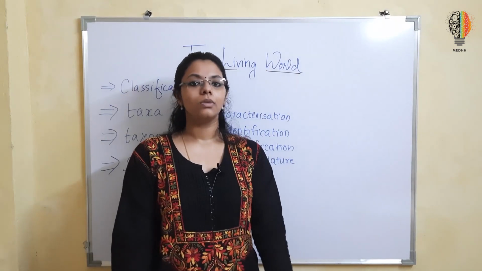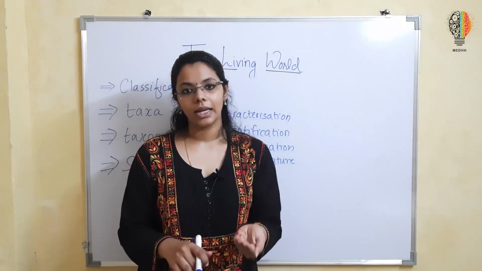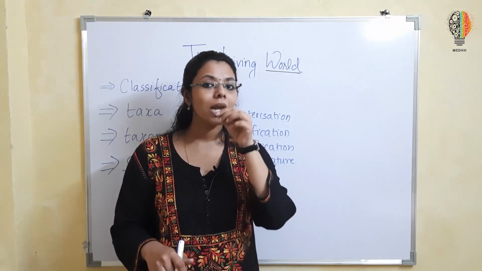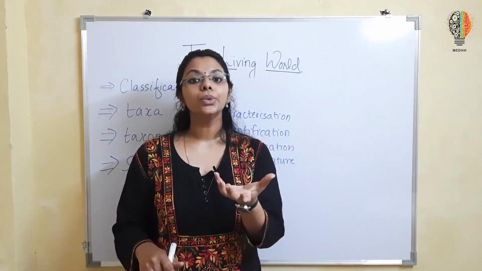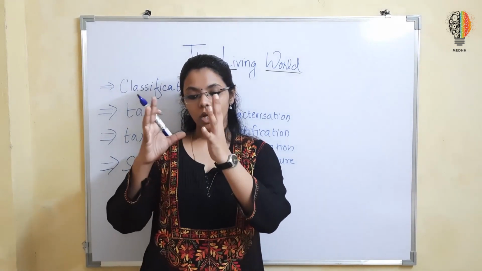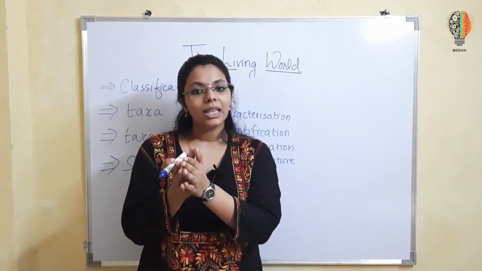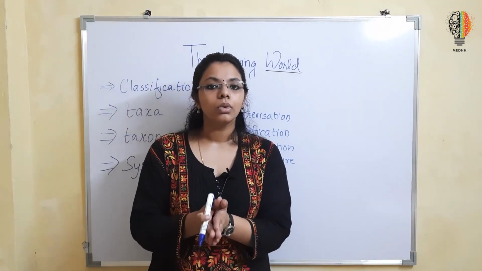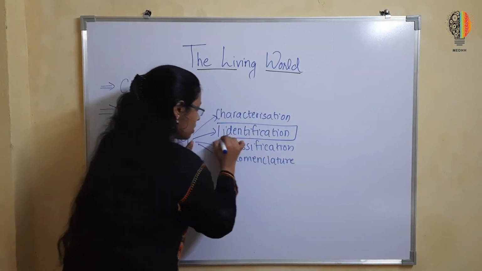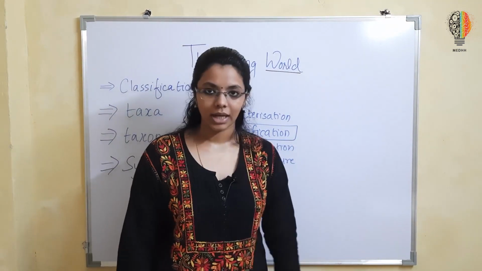So that was all about nomenclature. We did discuss the rules of naming an organism, but we have to remember the basis: before naming an organism, we need to identify the organism. We need to know what the structures, qualities, and external characteristics of an organism are. Then only will we be able to name that organism. So this identification is very important before you name an organism.